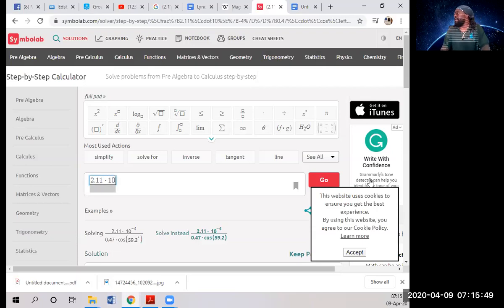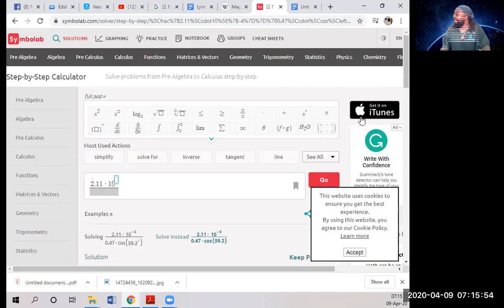10, and I want to raise it to a power. There we go. And let's say negative 4. Don't need dimensions because we're just making a mathematical approximation.